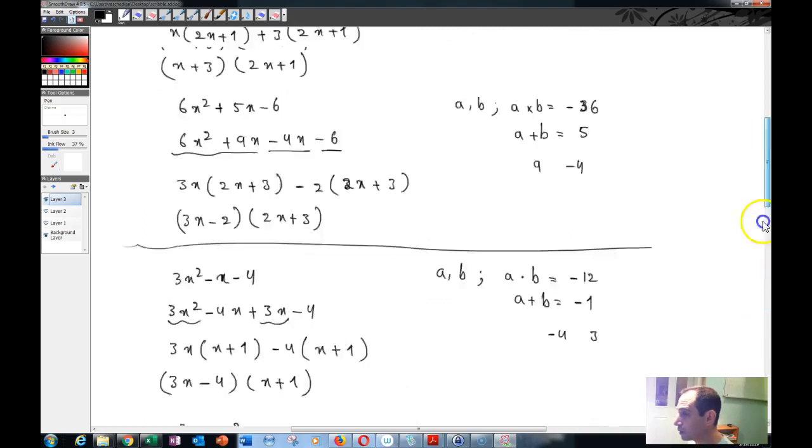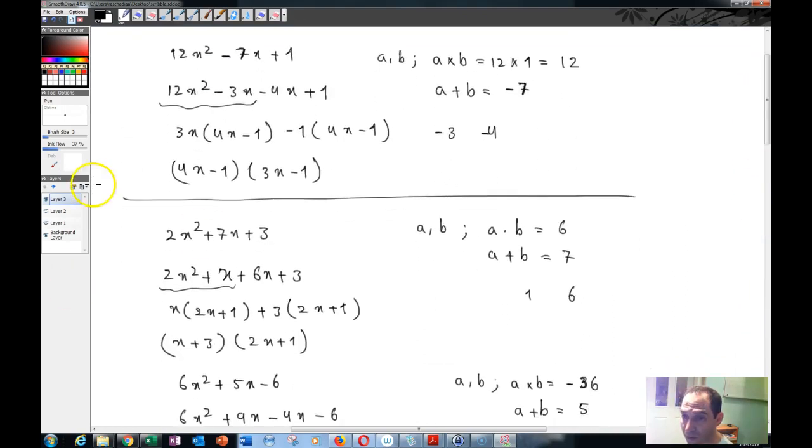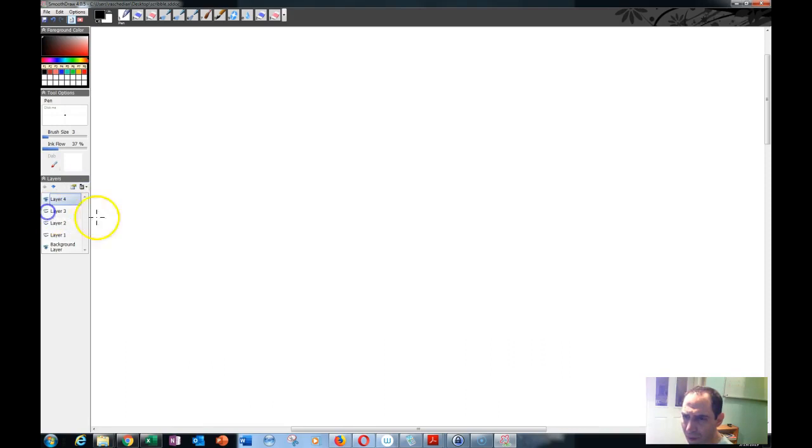Next, let's do another one of these. Okay, so let's do one more of these cubic polynomials. x cubed minus 3x squared minus 9x minus 5, and let's call this, for example, p of x, and you want to factorize this polynomial.